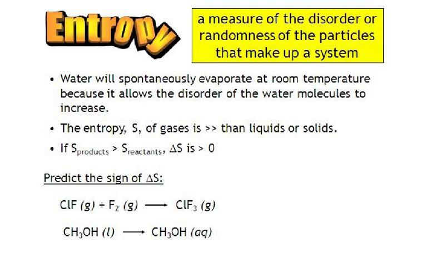Entropy is defined as a measure of the disorder or randomness of the particles that make up a system. Water will spontaneously evaporate at room temperature because it allows the amount of disorder in the particles to increase. If the entropy, and the symbol for entropy is S, of the products is bigger than the entropy of the reactants, your change in entropy is going to be positive. So if it's positive, that means it's becoming more random.